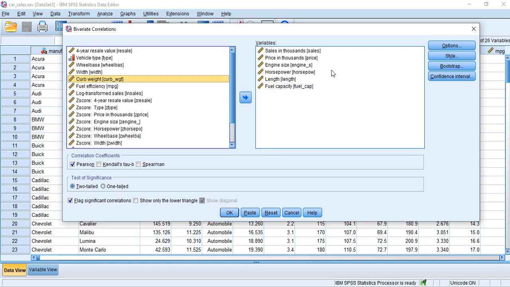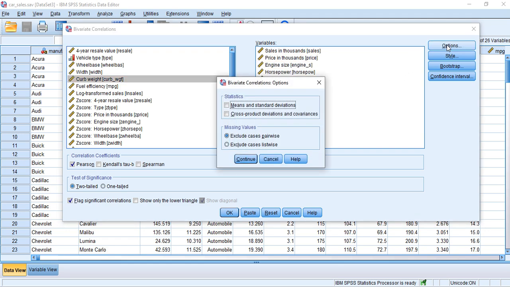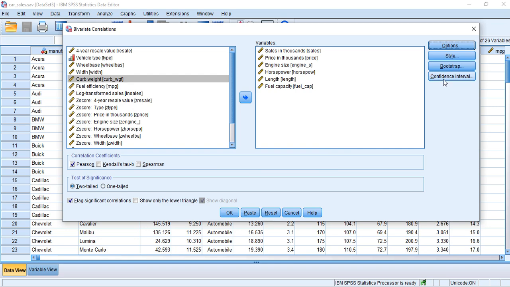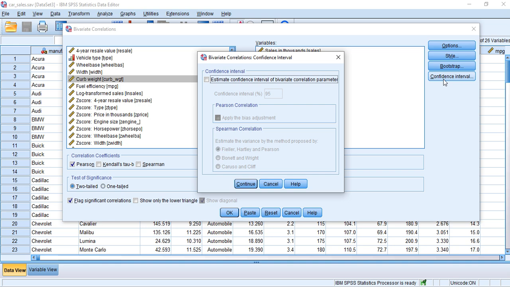So with these variables, maintaining sales in thousands as our dependent variable, and these as our independent or predictor variables, in our options we can enable means and standard deviations. Then in the confidence intervals, we can enable estimate confidence interval of bivariate correlation parameter. So you enable it here, continue.